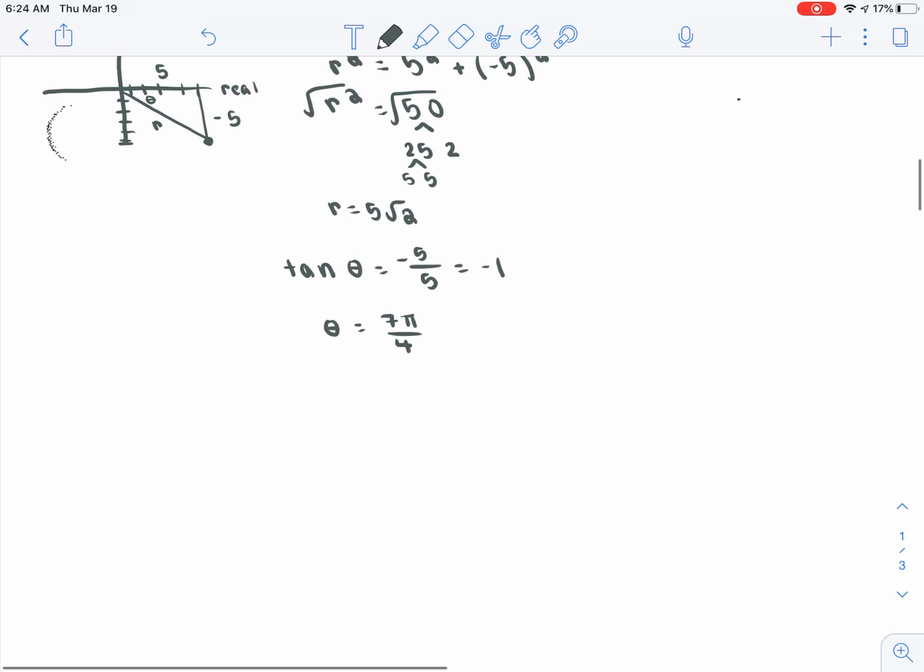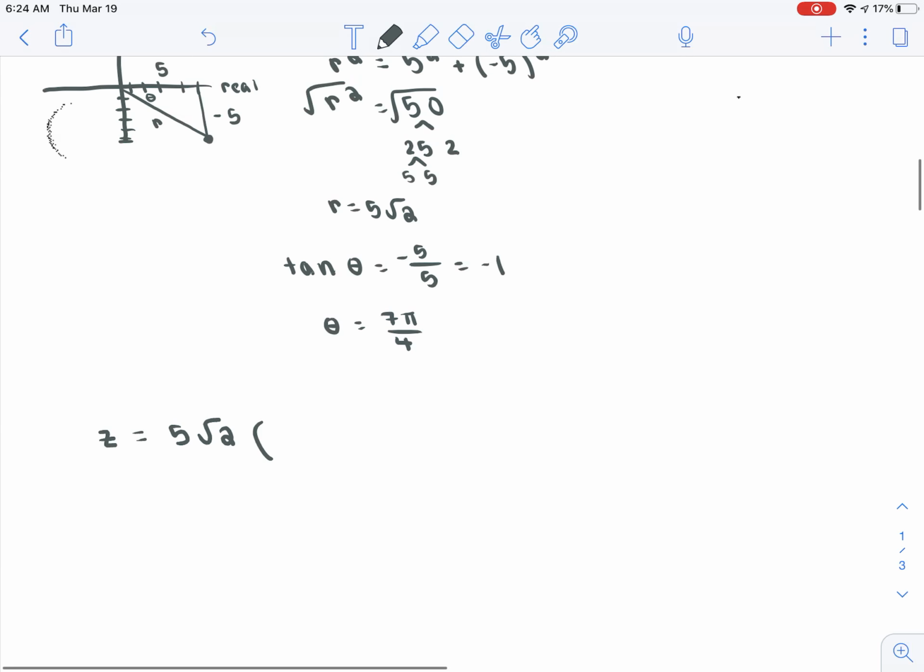Now, what does this trig form look like? We can say z equals, and you're going to put that r value in front, and then in parentheses, you're going to say the cosine of 7 pi over 4 plus i sine 7 pi over 4.